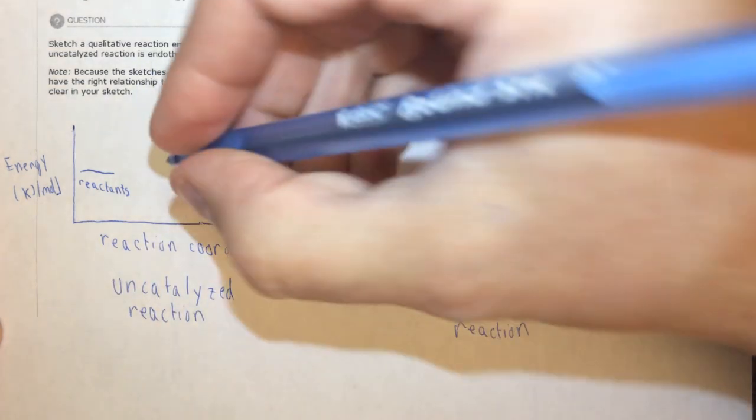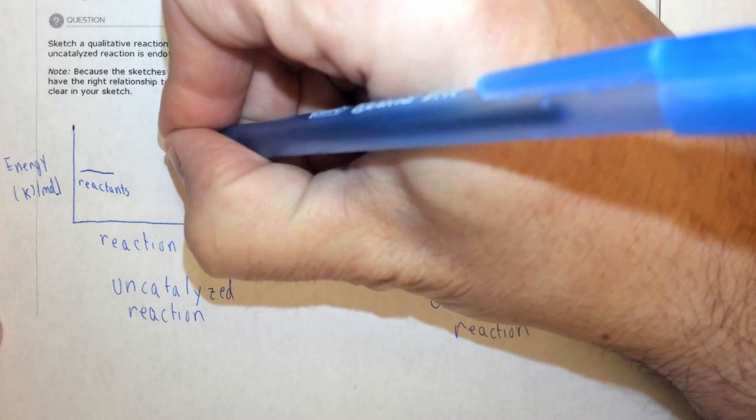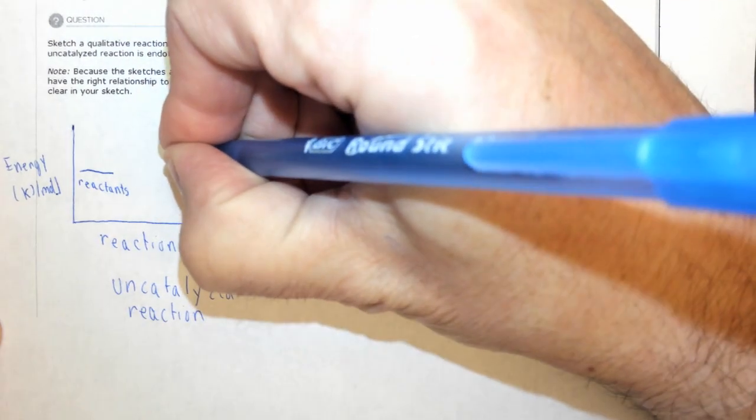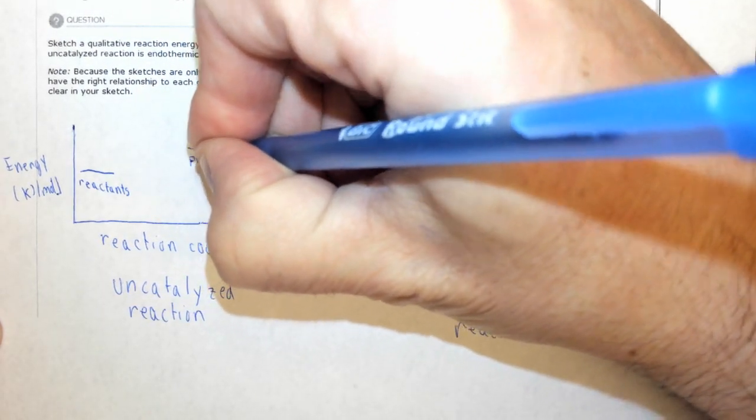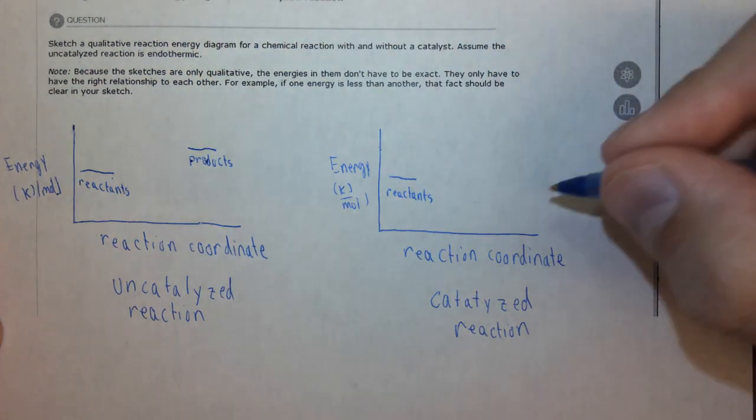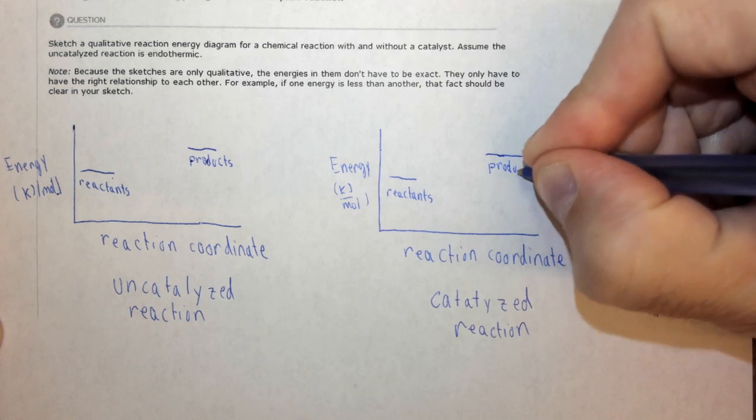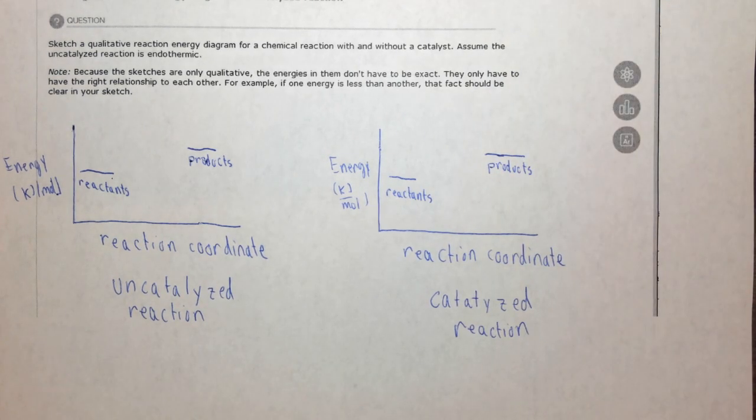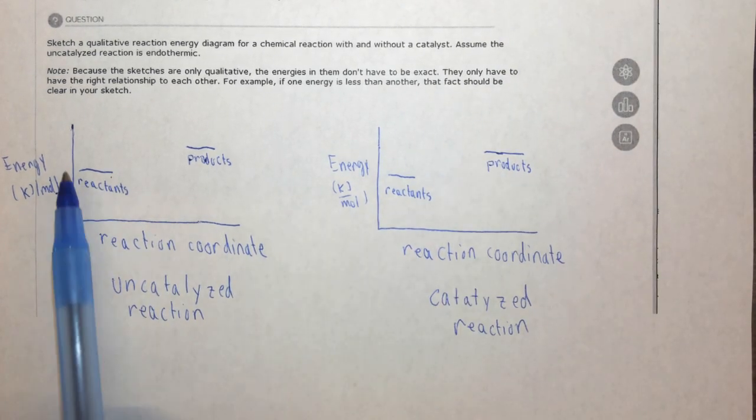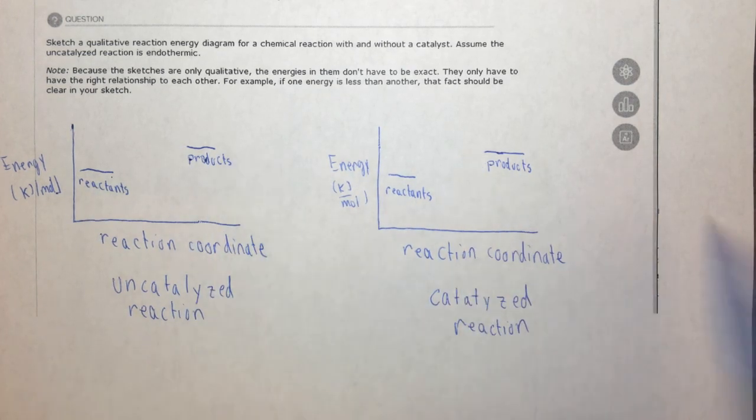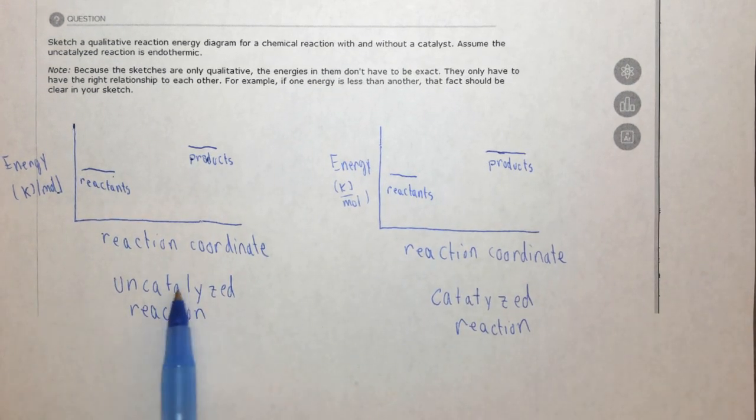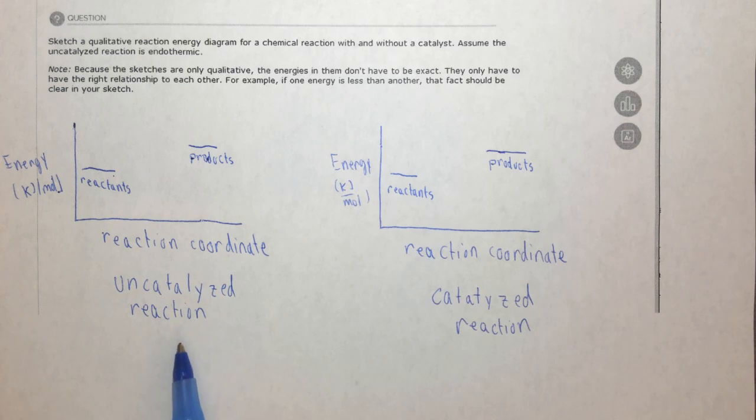So since the reaction is endothermic, as I explained in a previous video on this playlist, the product or products will be higher in energy than the reactants. So these should be at the same level. The reactants are at the same level, the products are at the same level. And now we need to look at what happens when we catalyze the reaction.